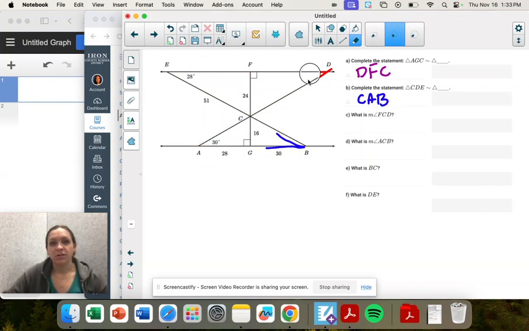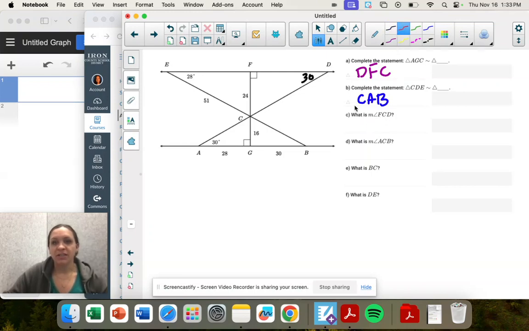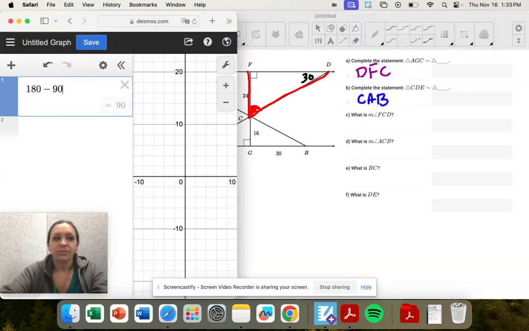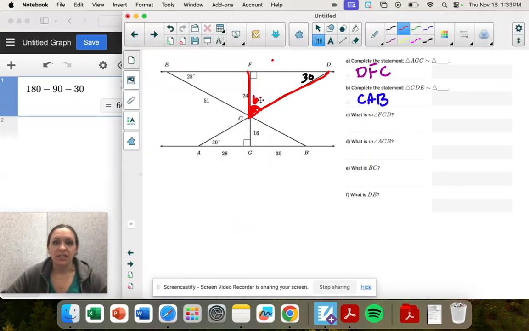All right, I'm just going to erase this every time because it's going to get messy. I know that's 30. So what is the measure of F C D? So F C D. I want to find this angle measure. And luckily, I already know two angles. So I'm just going to subtract from 180 because all angles add to 180, remember? So this is 60.